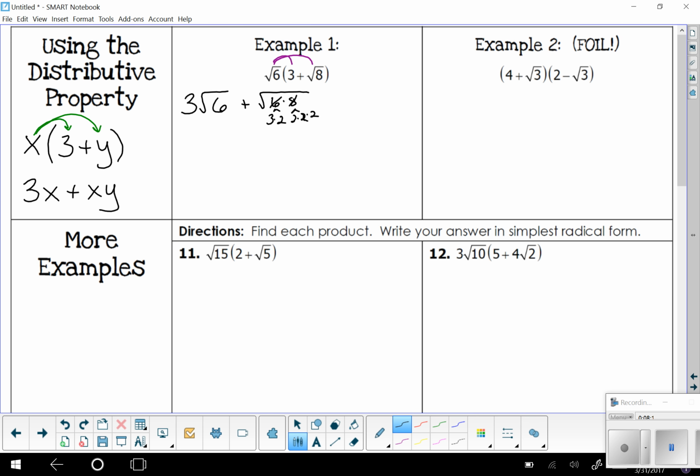So we broke those down. And there's one pair. There's another pair. That's my singleton. So let's rewrite. Pull out a 2, which is 4 square root 3. And that's my answer. Can't combine because the square roots are not the same. With this one, we're going to do our box method.